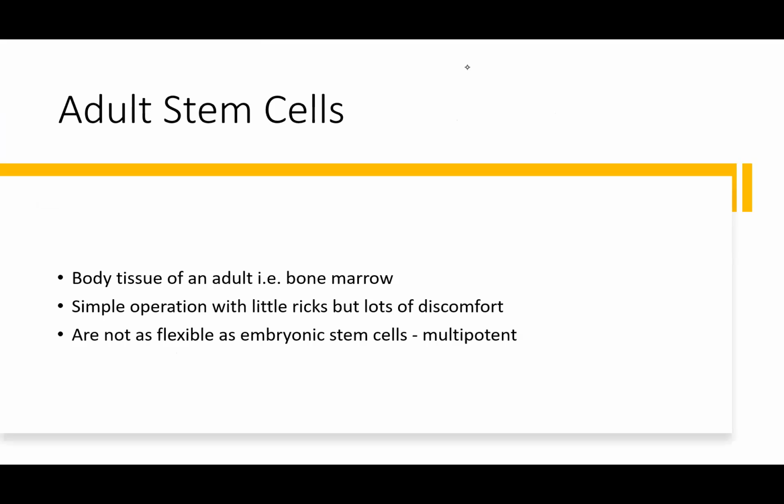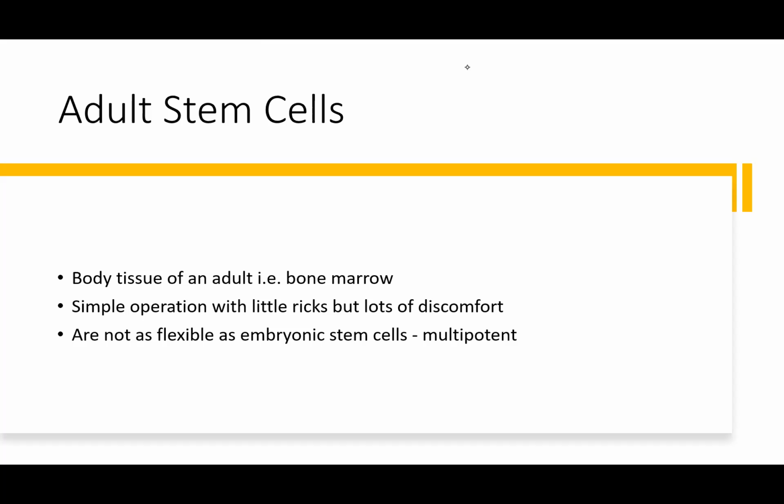These are the stem cells that you can get from the body tissue of an adult. For example, adult stem cells are found in bone marrow. They can be obtained in a relatively simple operation, and they have very little risk, but they do involve quite a lot of discomfort, like I was talking to you earlier about the bone marrow transplants.